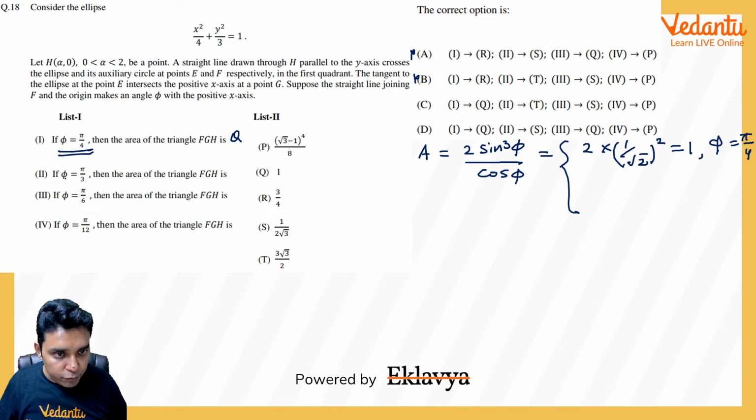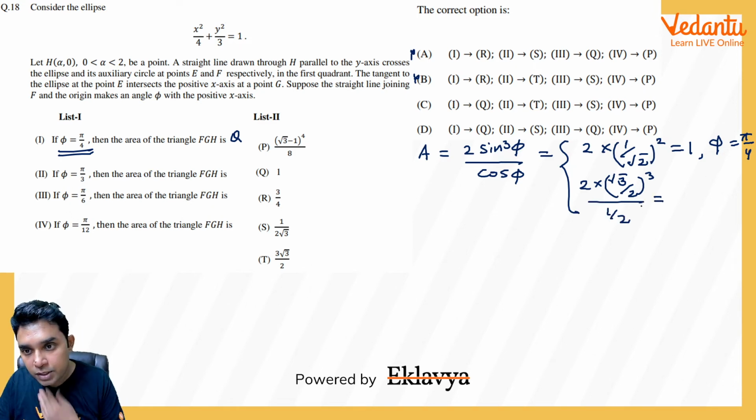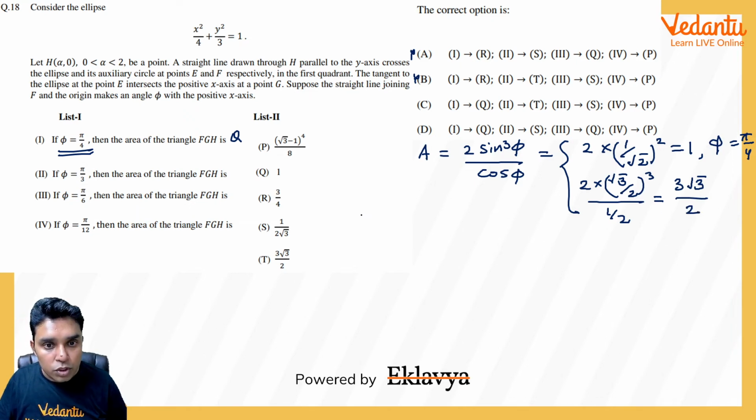So when phi will be pi by 3, 60 degree, it will be equal to 2 into (root 3 by 2) whole cube upon 1 by 2, and after simplification this will be 3 root 3 in the numerator, and in the denominator I think it will be just 2. So 3 root 3 by 2 is T. So the answer for this is coming out to be T. So I think we have identified the answer. First is Q, second is T, so C is the answer. This is when phi is pi by 3.